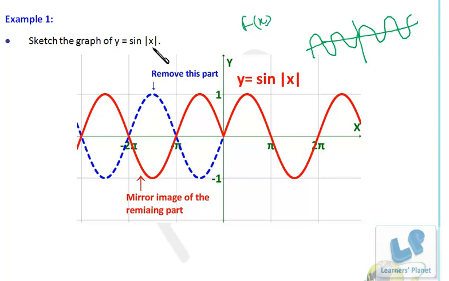So when x is converted to modulus of x, the value of y will remain the same whether x is positive or negative, right? So the graph which you get on the right hand side of the y-axis, the same graph you'll get on the left hand side of the y-axis, right? I hope you are getting me.